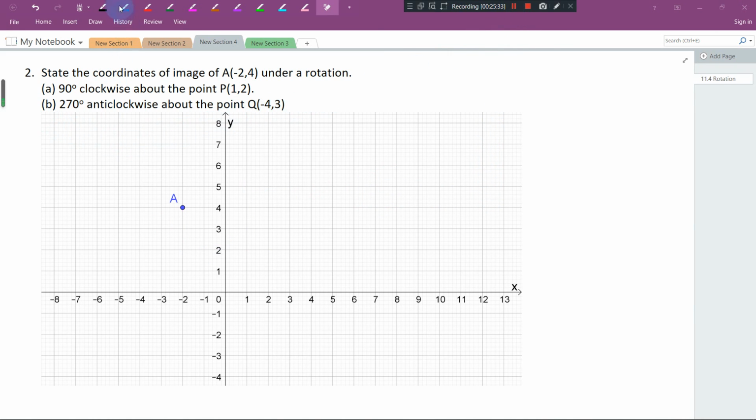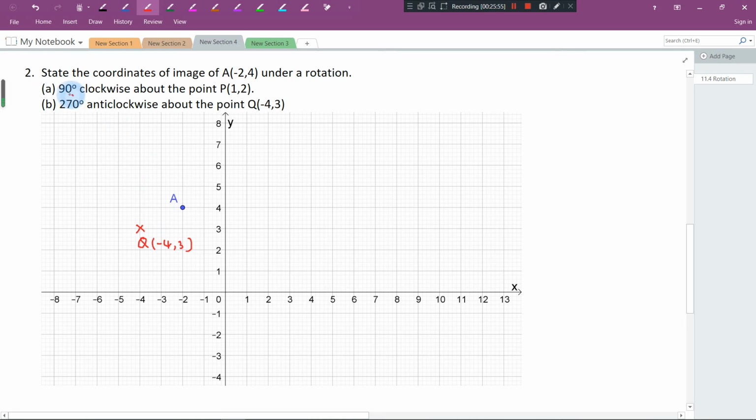Okay, now let's go to part B. Same thing, we use the same point, but now the center of rotation is different, which becomes Q. The center of rotation is (-4, 3), over here. Q. So this is (-4, 3), right? (-4, 3). So this is the center of rotation.